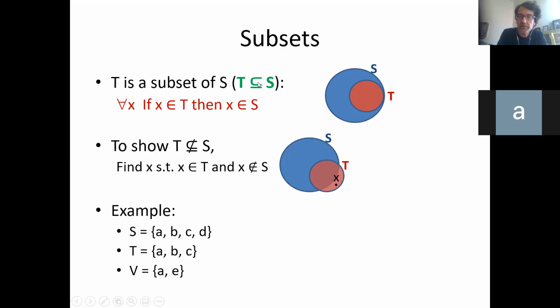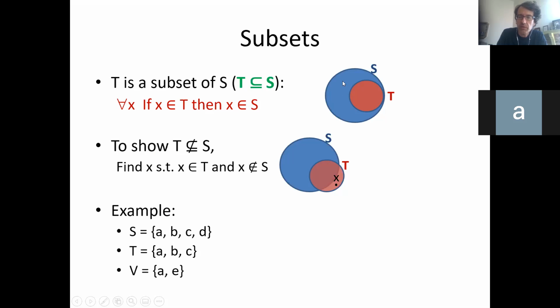This relation is defined with the following statement. T is a subset of S if and only if, for all x's, the following implication holds: if x is a member of T, then it must also be a member of S. If this implication holds and is universally quantified, then we say T is a subset of S.